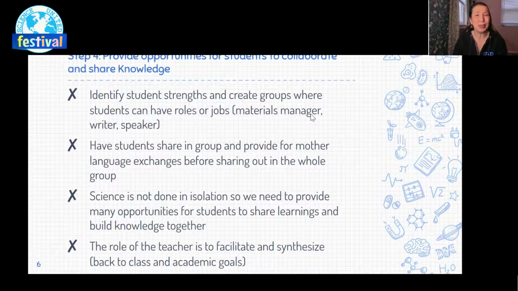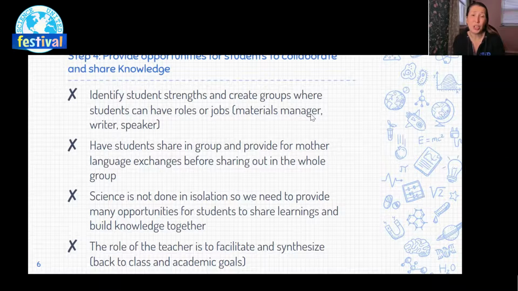So if you have a student who is really fluent in the second language, maybe they might be the speaker for the group. If you have someone who's a really great writer, maybe they'll record the data and write the explanation. If there's a student who is still developing in their language or writing skills, they can be the person who goes and gets and manages the materials for the activities.